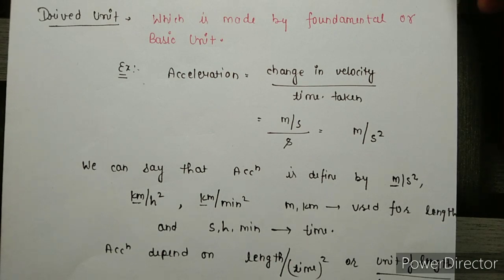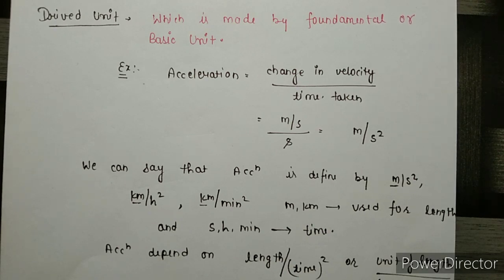Students, today I am going to start dimensional analysis. Actually, before studying dimensional analysis, we should discuss derived units. Derived units are made from fundamental or basic units. In the previous video we already discussed fundamental or basic units, and in general the number of basic units is seven.